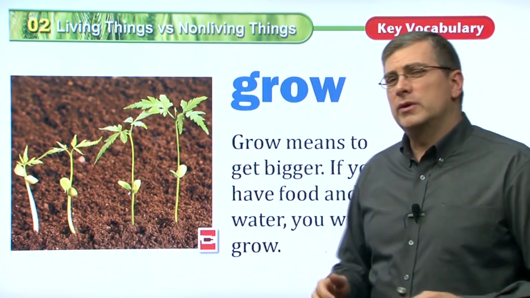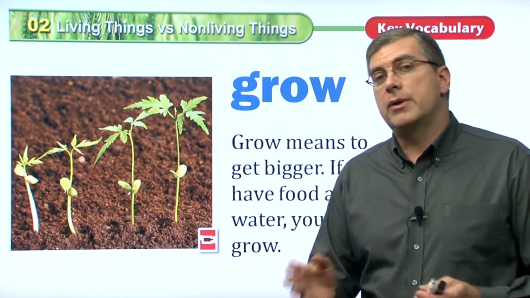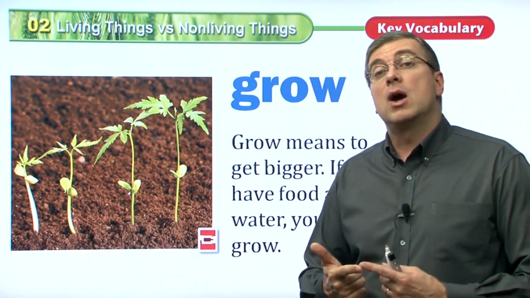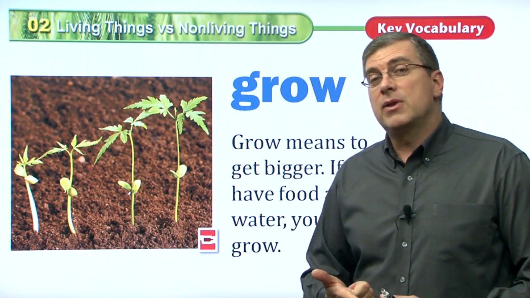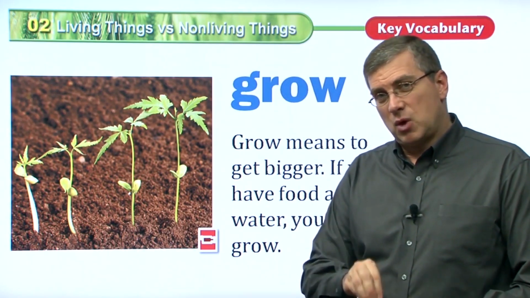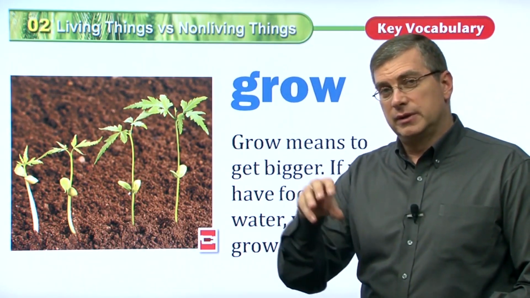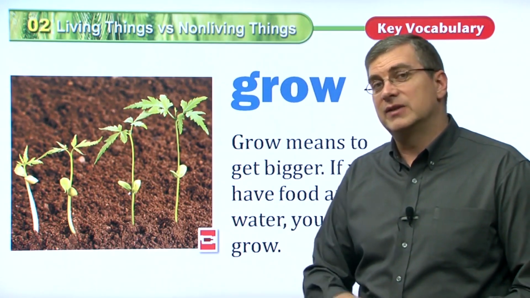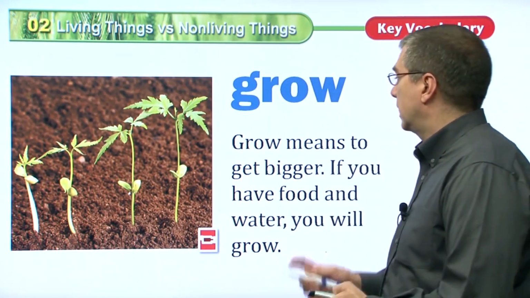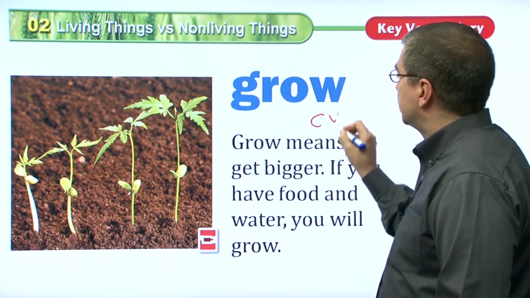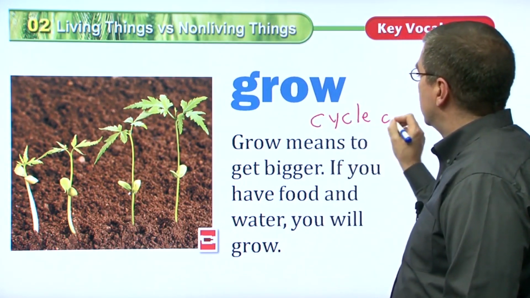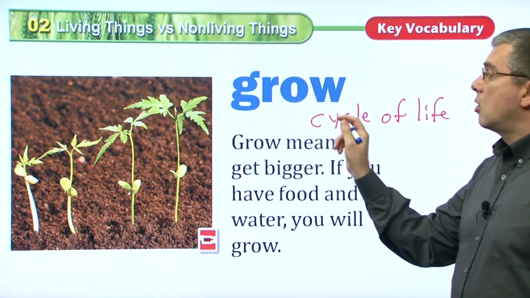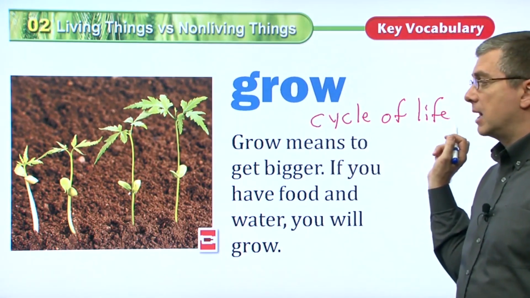To grow. Of course, all living things grow. That's another thing about living things. Not only do they need to survive, they also need to grow. Living things change from very small babies to adults to very old, and then they die. This is what happens to living things. It's the cycle of life, right? The cycle of life. All living things grow through the cycle of life.